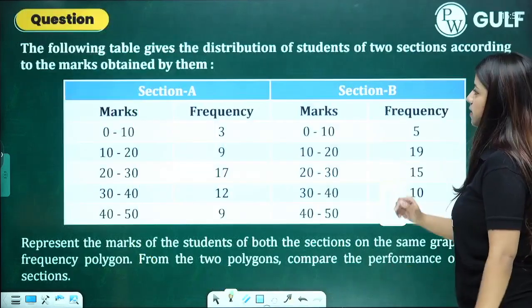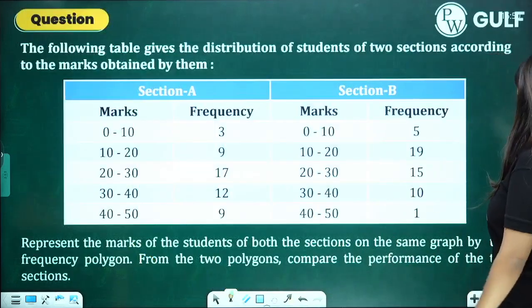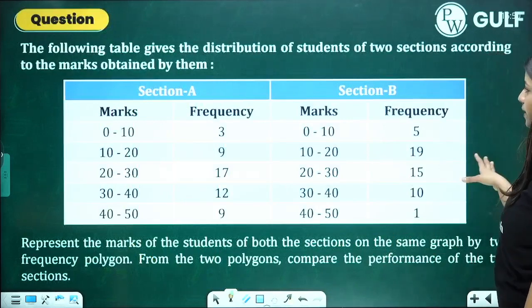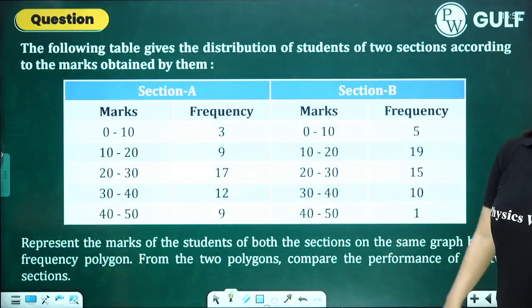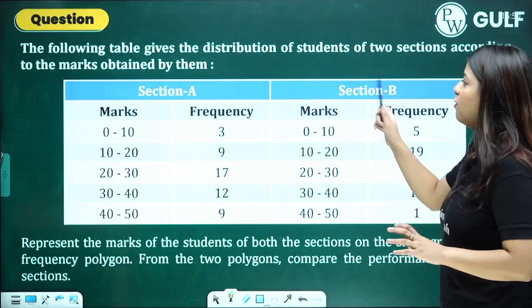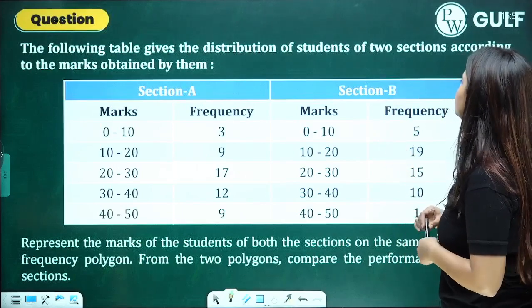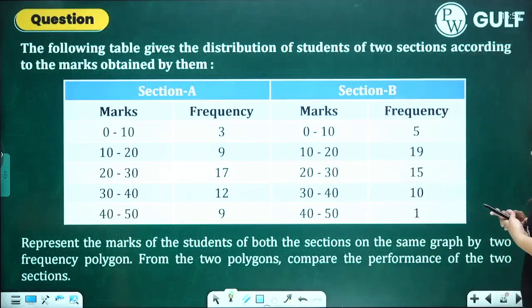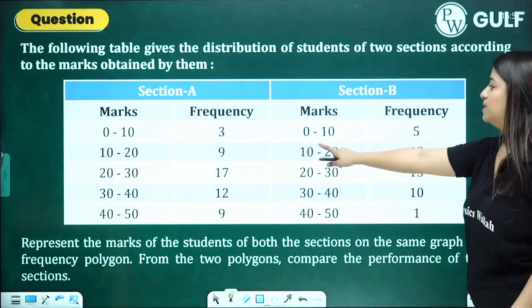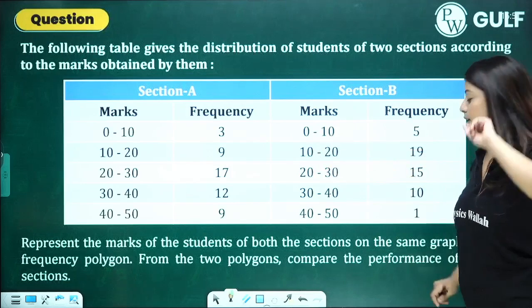For example, here's a question. We have to make a frequency polygon for section A and section B both together. The following table gives a distribution of students of two sections according to the marks obtained, 0 to 10, 3. Now let's plot. See, the marks are from 0 to 10, then 10 to 20, so no need of kink. Let's draw the graph.